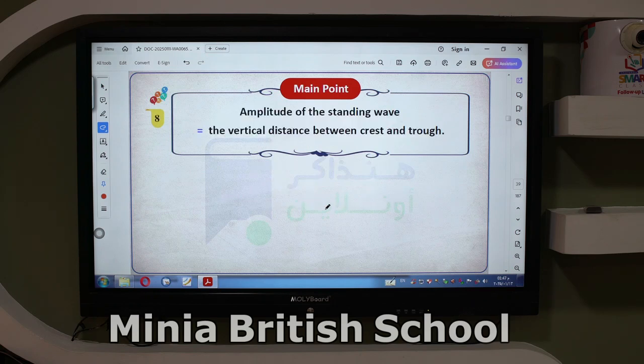Amplitude of the standing waves equals the vertical distance between the crest and the trough. So when we have this, how can we get the amplitude? Amplitude of the standing wave is the vertical distance between the crest and the trough. So when we have the amplitude for the crest only, we take the maximum displacement here and the zero. So this is the amplitude. And also for the trough.